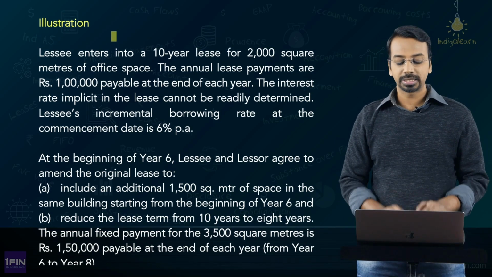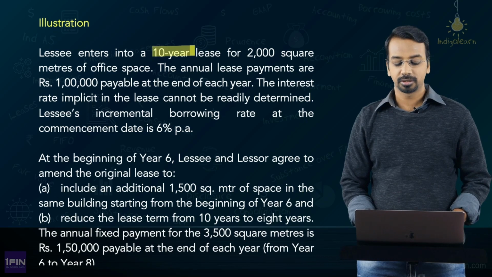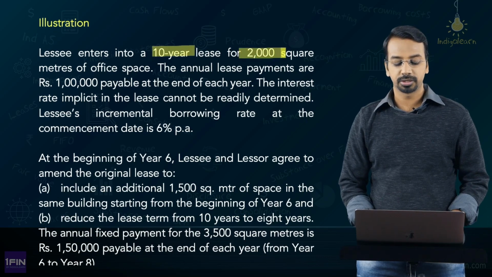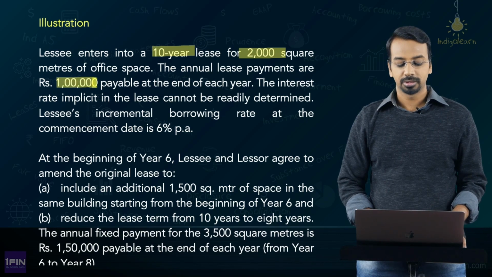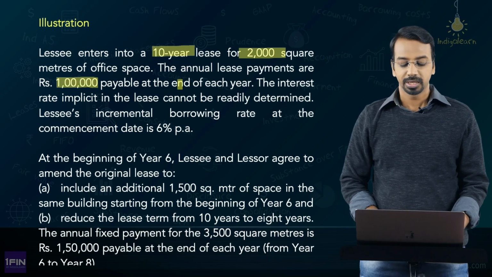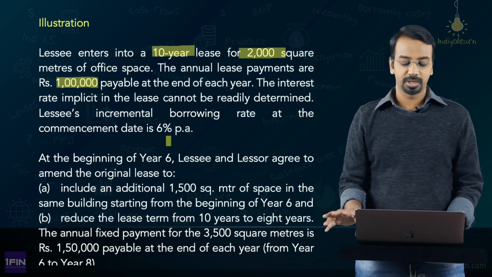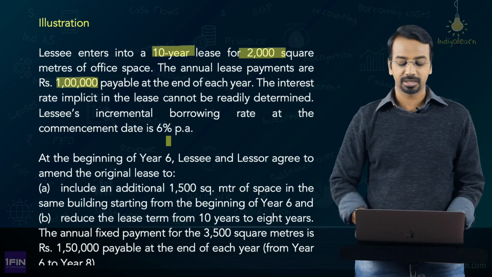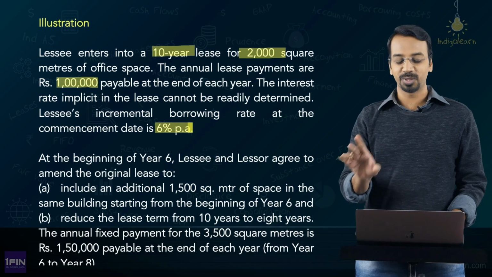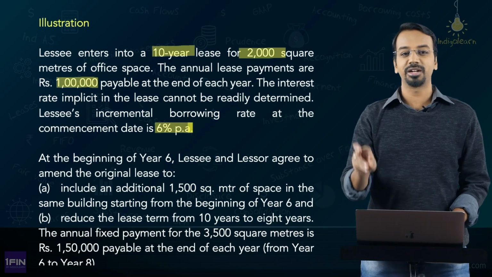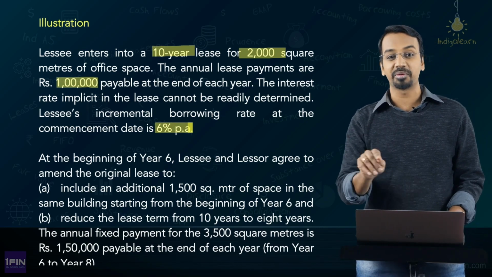Lessee enters into a 10-year lease, again a 10-year lease for 2000 square meters of office space. Annual lease payments are 1 lakh, payable at the end of each year. The interest rate implicit in the lease cannot be determined. Lessee's incremental borrowing rate at the commencement is 6%. So now by now you should be very clear. Even in the exam, if they ask you 6% discount rate for 10 years, the annuity factor will be 7.46.